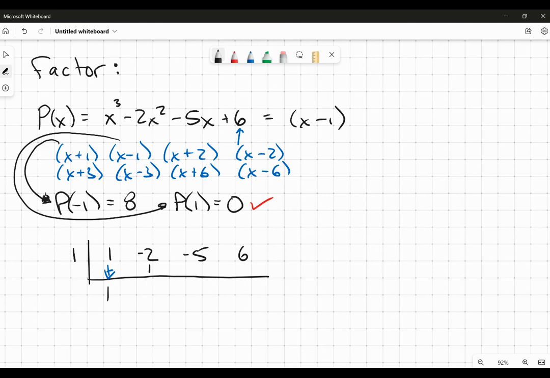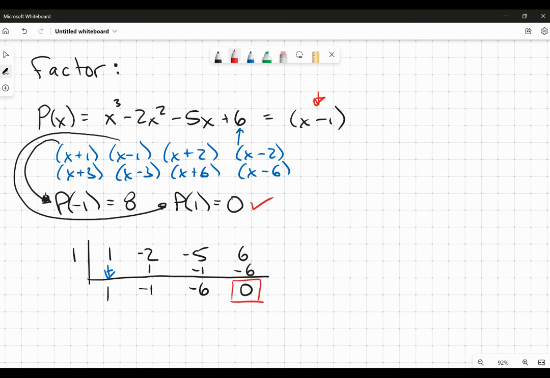And I'm adding because I changed the sign. I changed that -1 that I'm seeing up here in my binomial. I'm putting a positive 1 out front there. So I'm going to add. If I had kept it the same, I would have been doing subtraction here. So -2 plus 1 is going to be -1. 1 times -1, -1. Add, I get -6. This is really encouraging. 1 times -6 is -6. And when you add, you get 0.